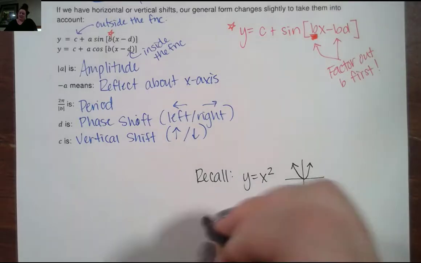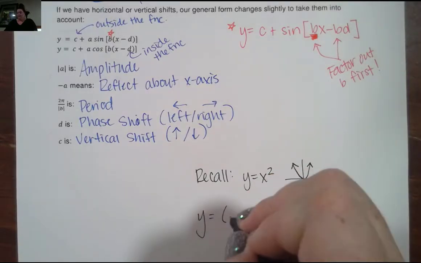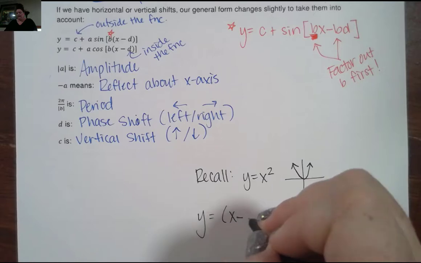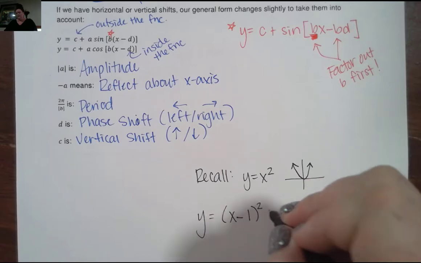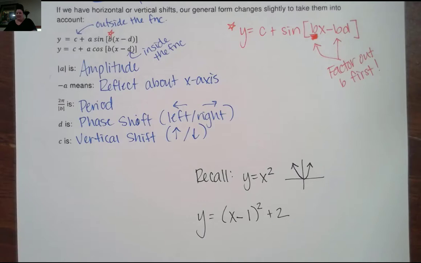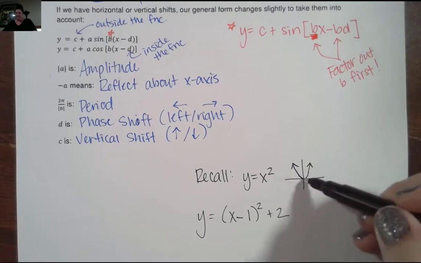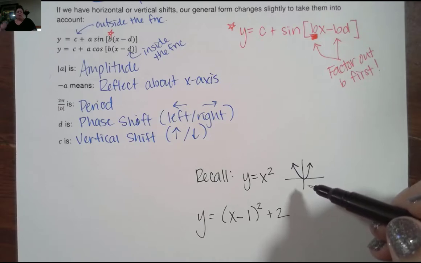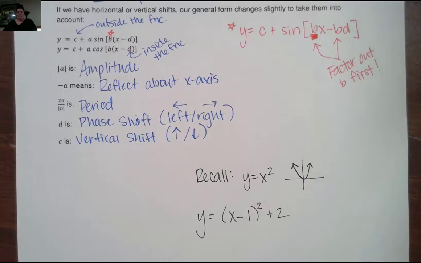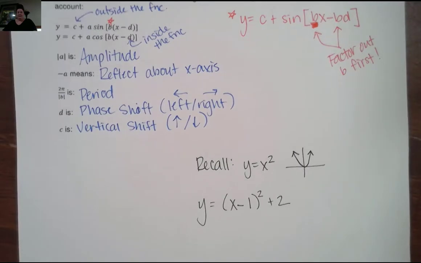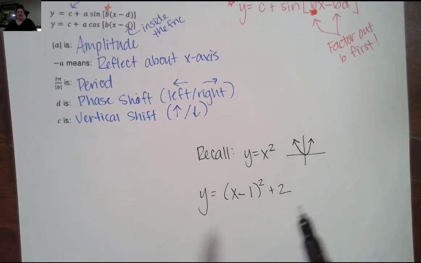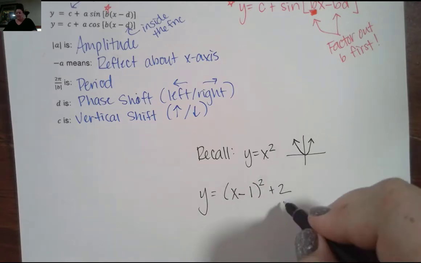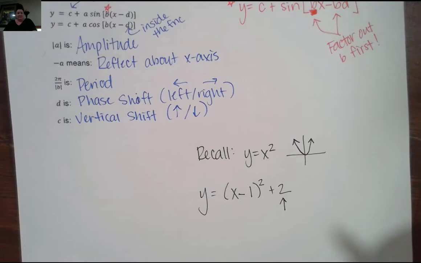So if we wanted to graph something like y is equal to (x minus 1) squared plus 2, I know I'm starting with this general shape, just like we're going to start with a sine or a cosine shape. And then I have to figure out what transformations have been done. The easiest way to identify the transformations is to make sure we know if they're happening inside or outside the function. So the 2 is obviously happening outside the function.